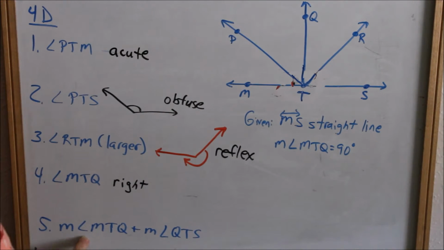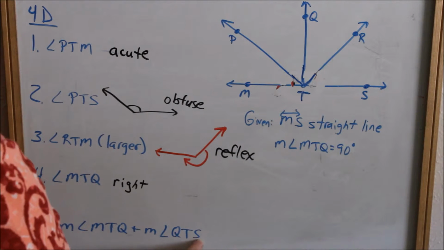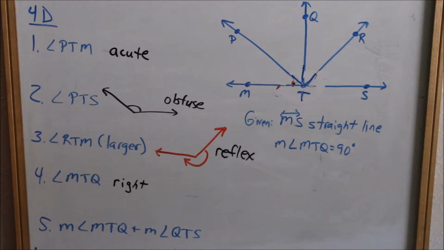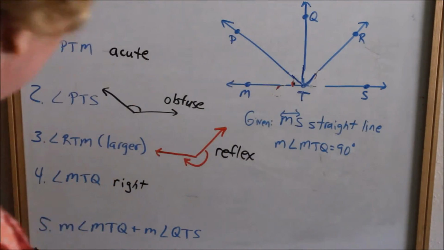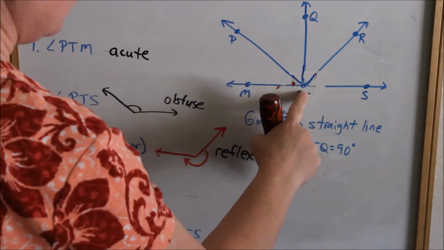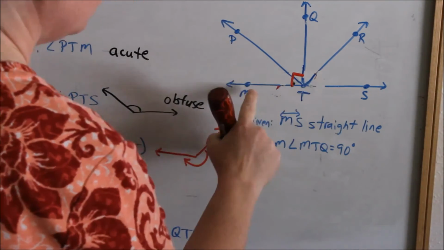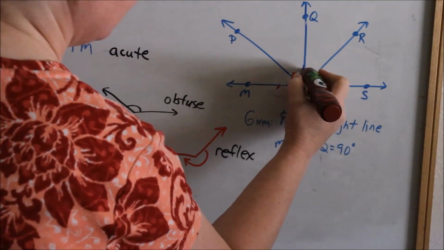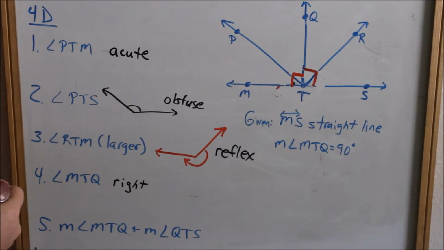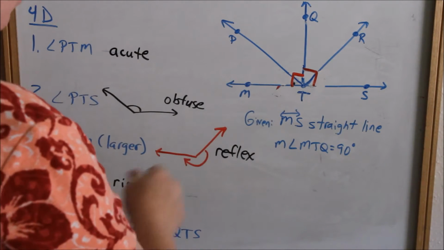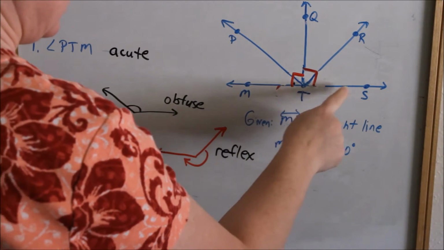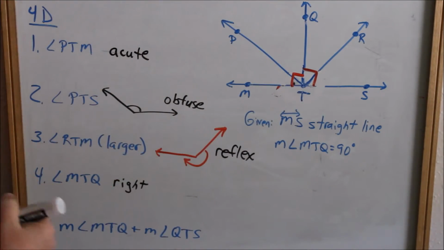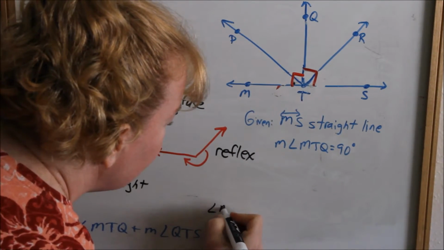Alright, now number 5 is asking for the measures. Remember, the M in front of the angle symbol means measure. They want to know the measure of MTQ plus the measure of QTS. Okay, what does that equal? Well, let's look at our picture. MTQ, that was our right angle. Then QTS, that was our other right angle, because those two angles together form the straight angle of MTS.